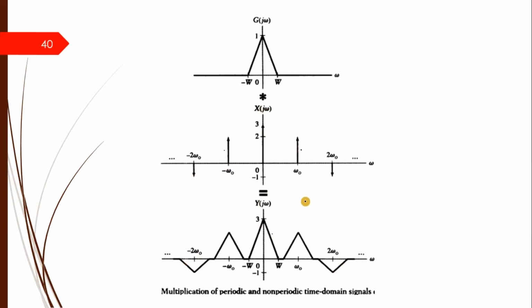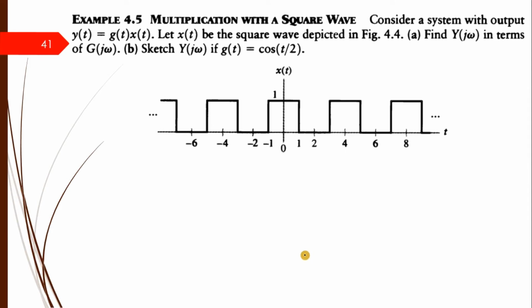Convolution in the time domain becomes multiplication, but multiplication in the time domain becomes convolution in the frequency domain. So convolution in the frequency domain, this is how it takes place. But it is a simple multiplication in the time domain.